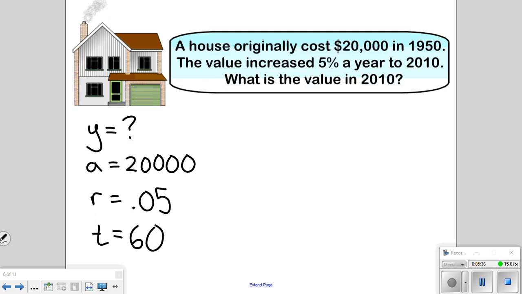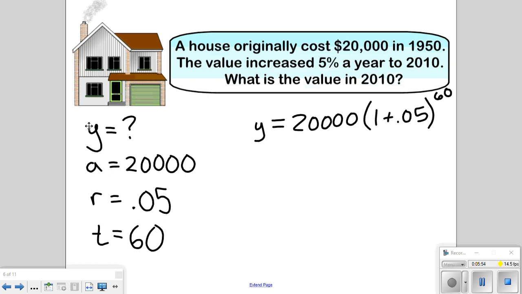So what I'm going to do is then plug that into my equation here. So I'm going to go ahead and say y equals, my initial amount is 20,000 times 1 plus 0.05, and we're doing that for 60 years. So I'm going to go ahead and type that in on my calculator and see how much this house is worth.